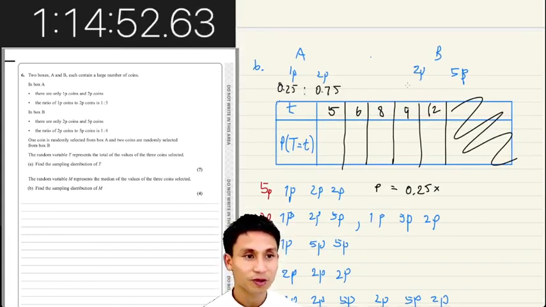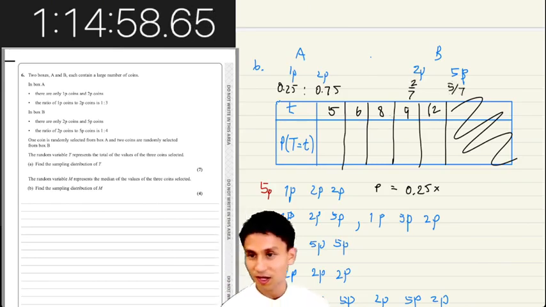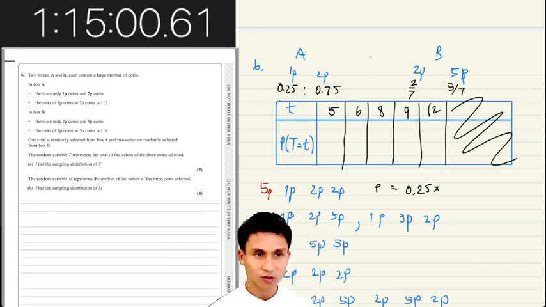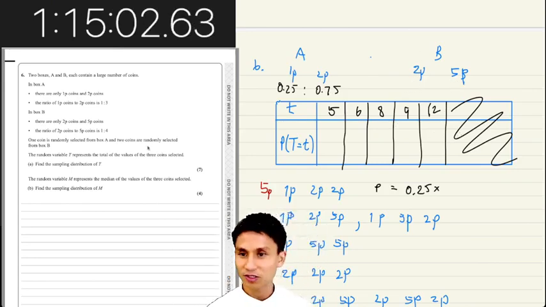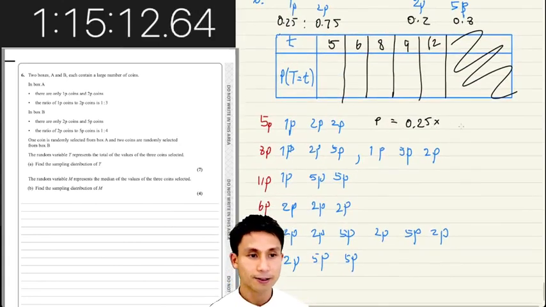This is 2 out of 7. That's tricky. It's 2 out of 7 here, and it's 5 out of 7 there. Wait, no, sorry. What am I doing? I should look at the probability ratio here. So that's 1 in 5, so that's 0.2 or 20%. And that is 0.8, right? 4 in 5. Okay, so this is 0.25 times 2 pence and 2 pence.